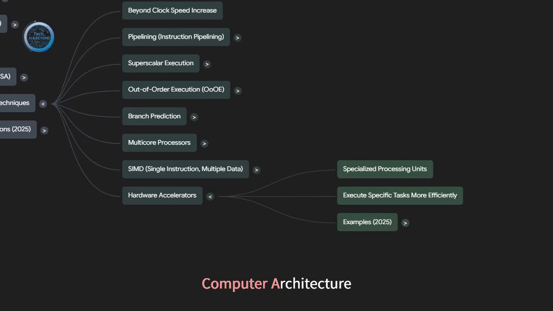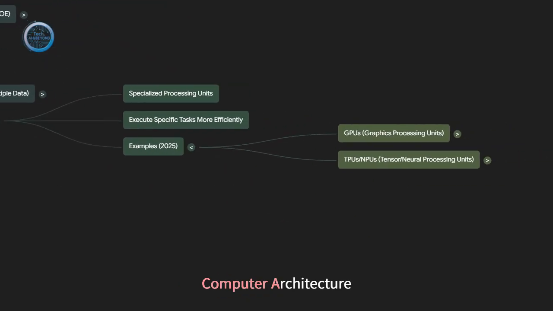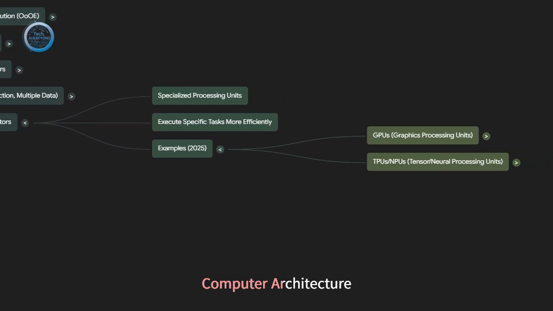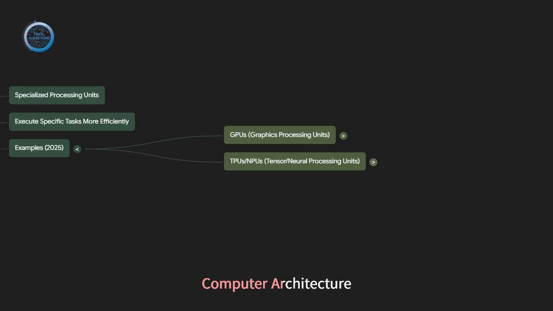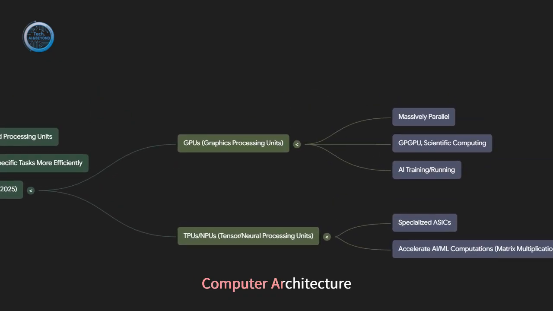Okay, we've got the basics. CPU parts, memory, the ISA contract. Now let's talk about squeezing out more performance. You mentioned clock speed isn't everything. Our materials list several performance enhancement techniques. Let's start with pipelining. How does that speed things up?